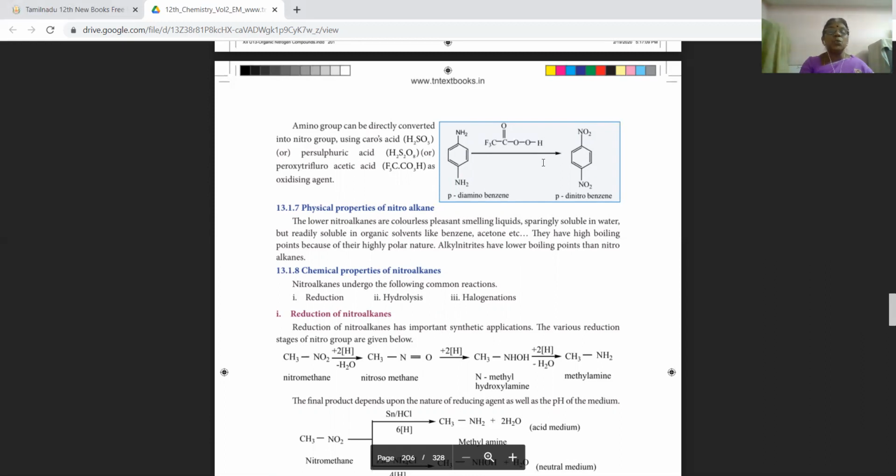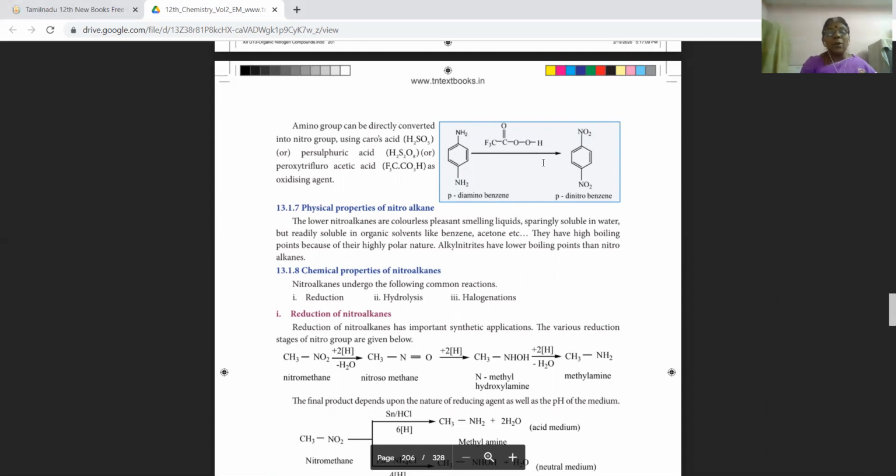And H2S2O8 or peroxytrifluoroacetic acid, CF3COOH, as the oxidizing agent. Next, we will pass on to the physical properties of nitroalkanes.